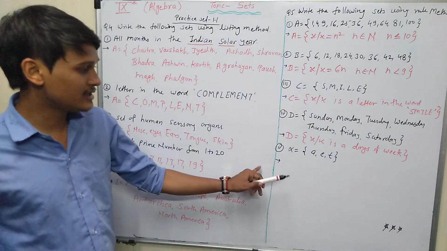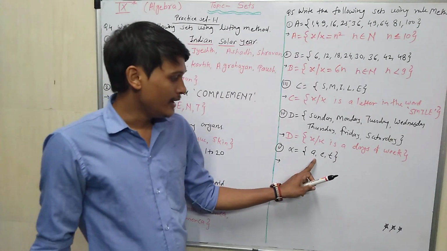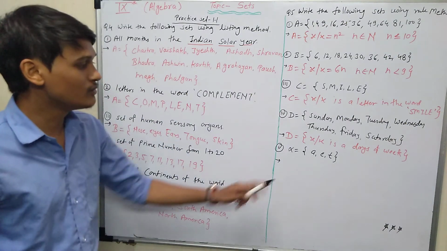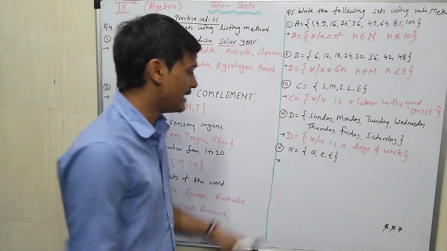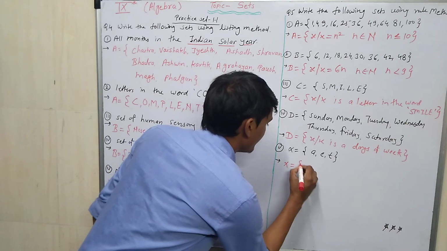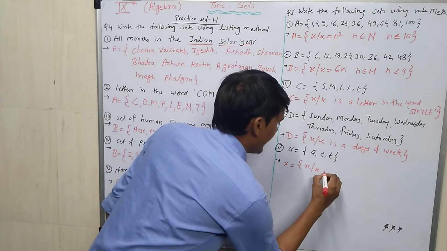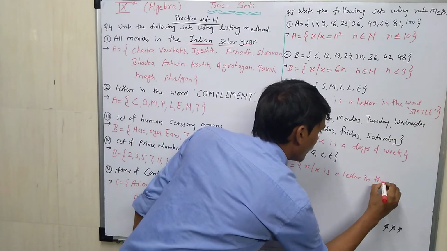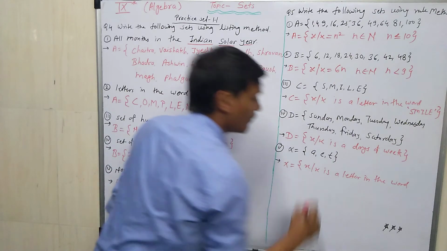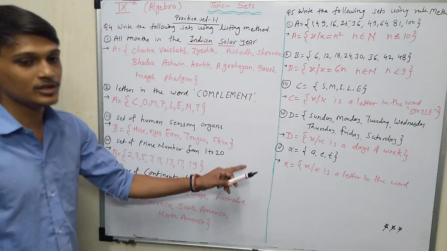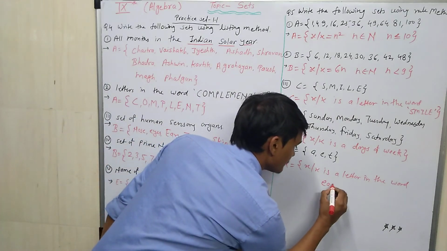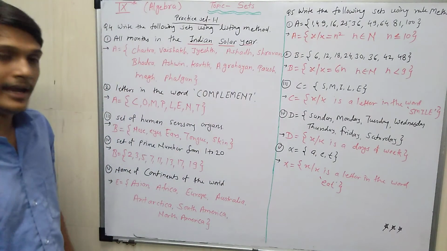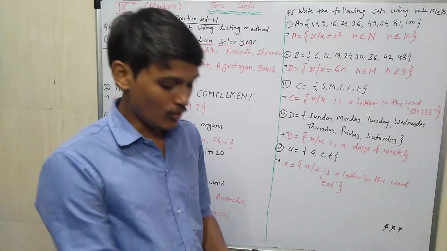Understood? Next, last is X is equal to {A, E, T}, and the bracket will be closed. This is also from a word. Then write down here X is equal to, then bracket, x such that x is a letter in the word. Which word? It is the word "eat". Then the bracket will be closed. Okay, 1.1 will be over.